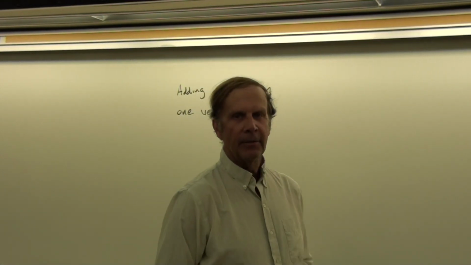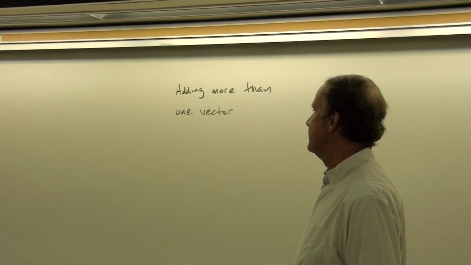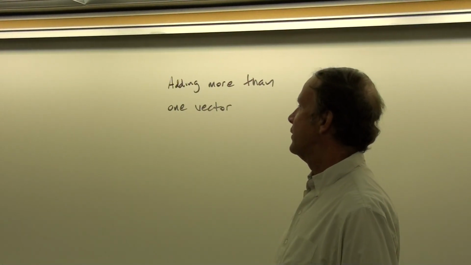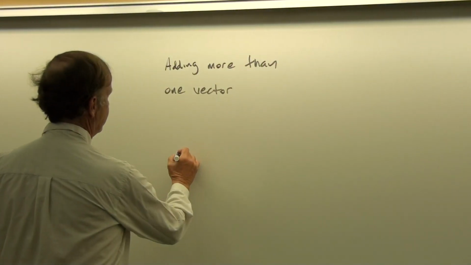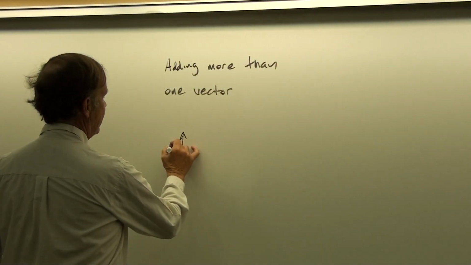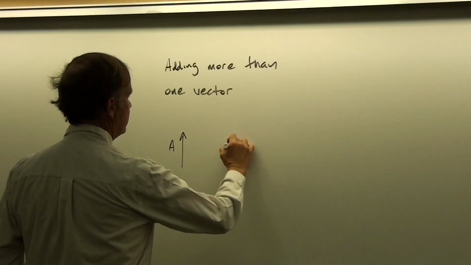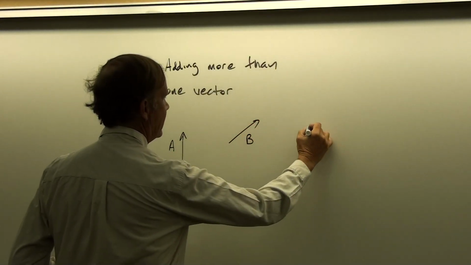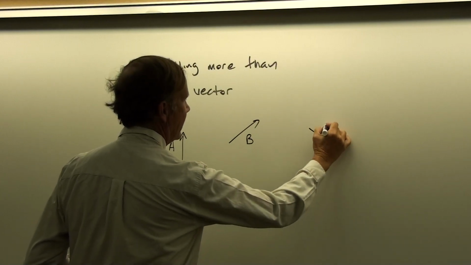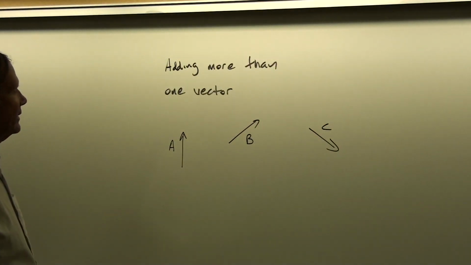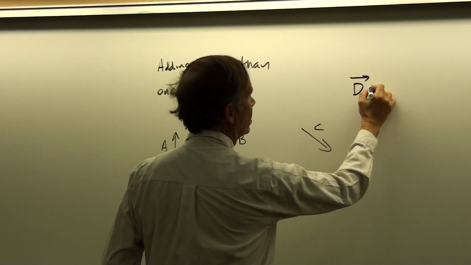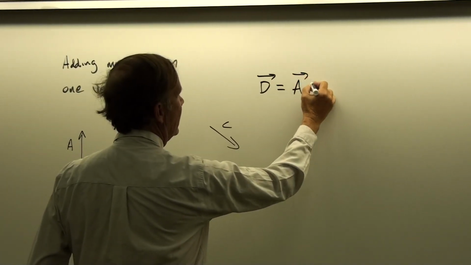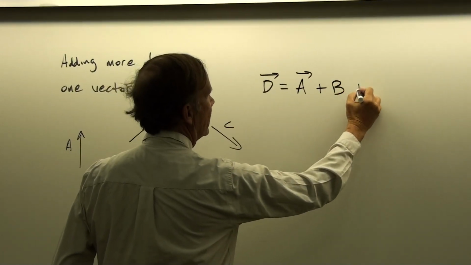Right. Next, I'd like to take a look at what happens if we are trying to add several vectors together. Let's say that we would have, for example, an A vector, a B vector, and a C vector that look graphically like this. Then, in order to add them together, we could write, for example, D as our resultant vector is A plus B plus C.